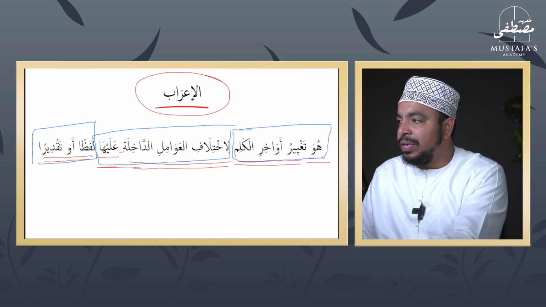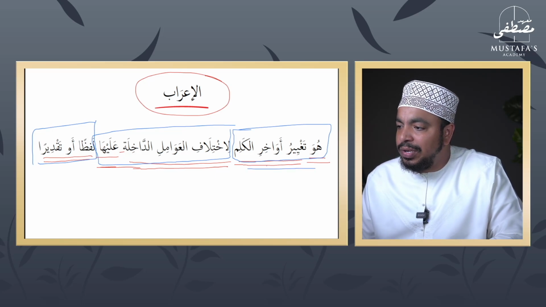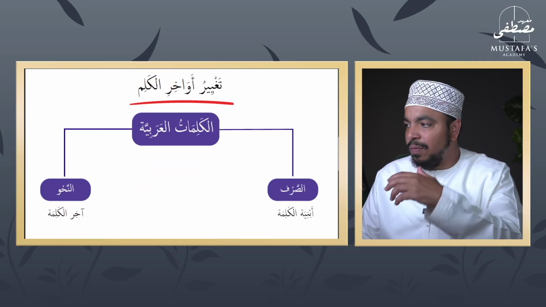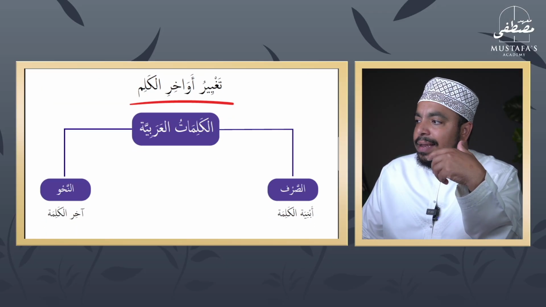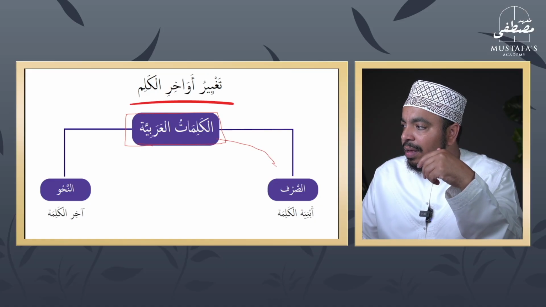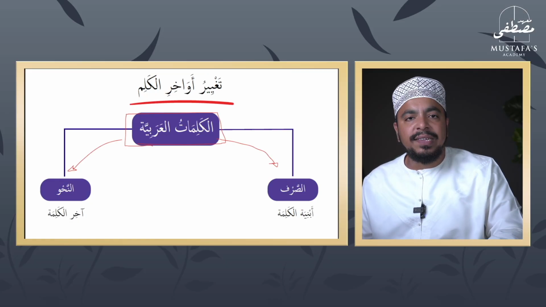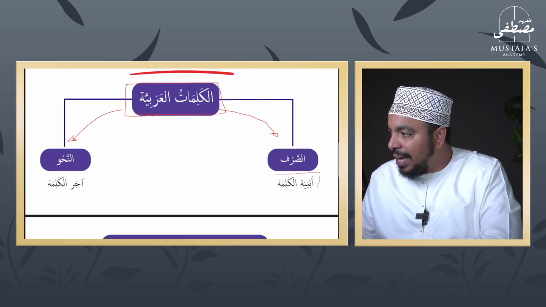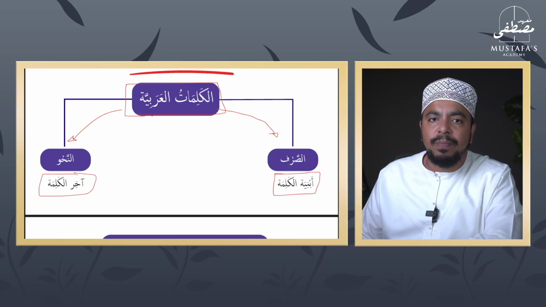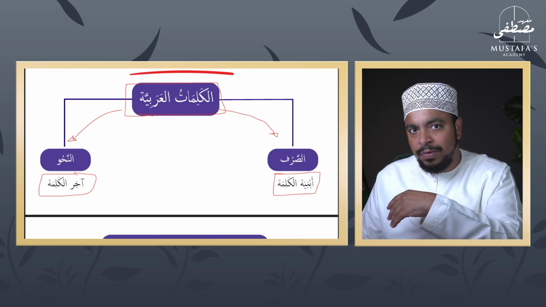Now coming back to the definition, when he says تغيير أواخر الكلم, I want to bring to your attention this. تغيير أواخر الكلم, part number one, what we want to look at specifically. الكلمات العربية, Arabic words, they're either going to be from the sarf part or they're going to be from nahu. And when we say that, this is what we mean. Abniyatul kalima is related to sarf. Akhirul kalima is related to nahu. What is that supposed to mean? It's too Arabic what I've just provided, صح?